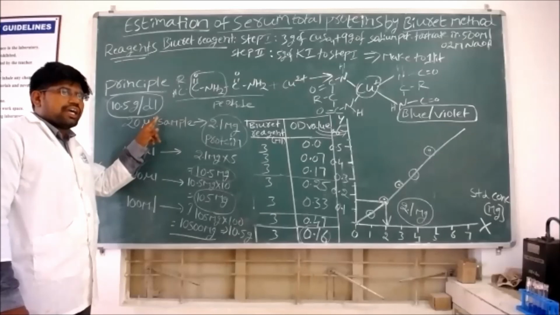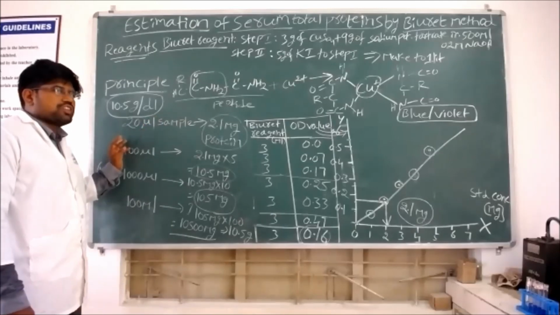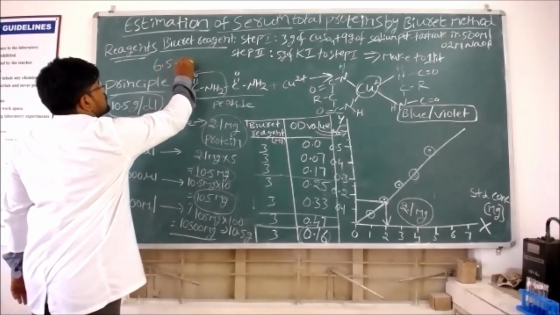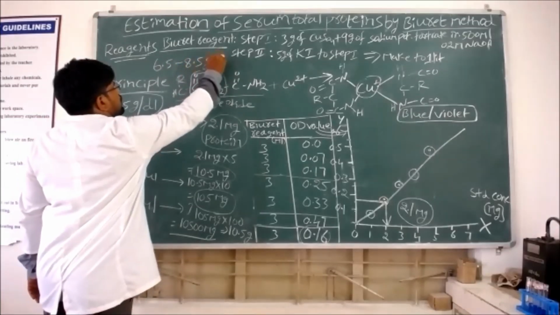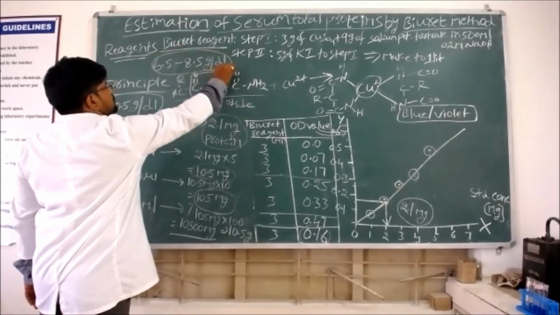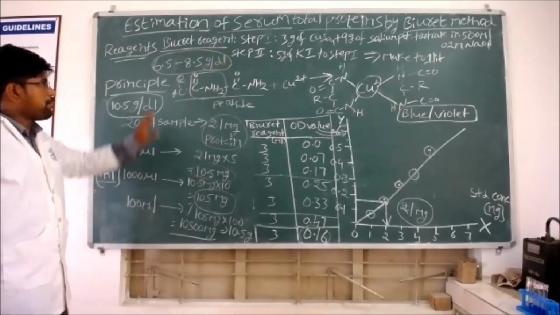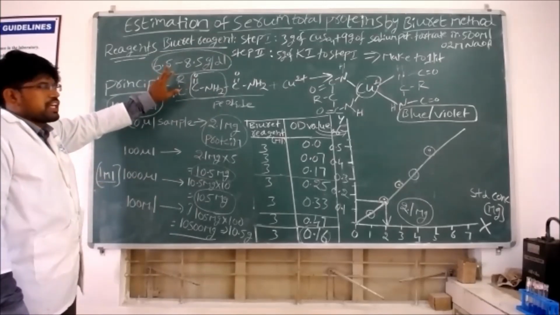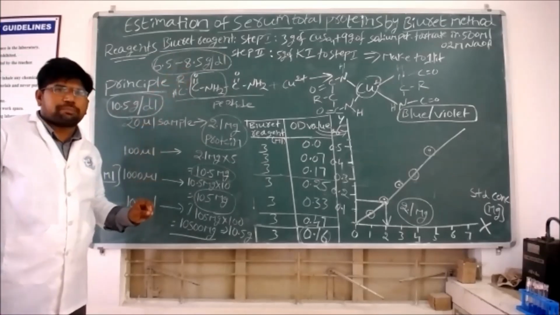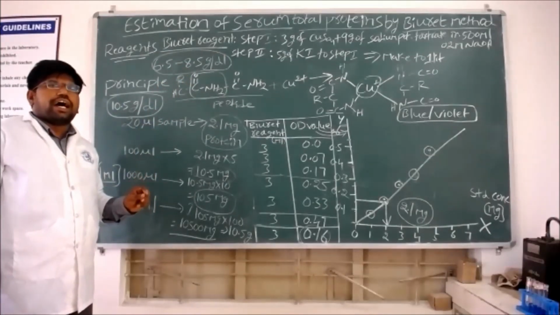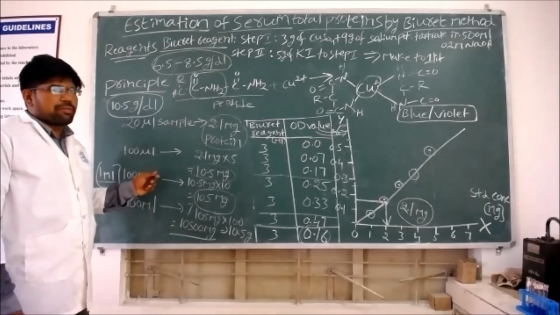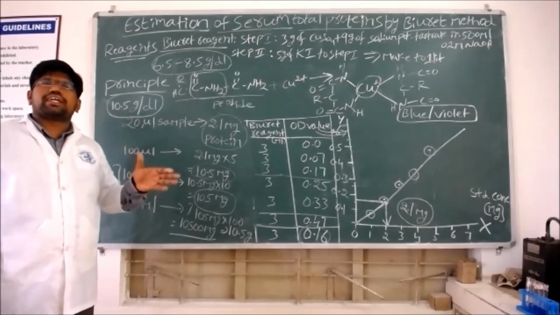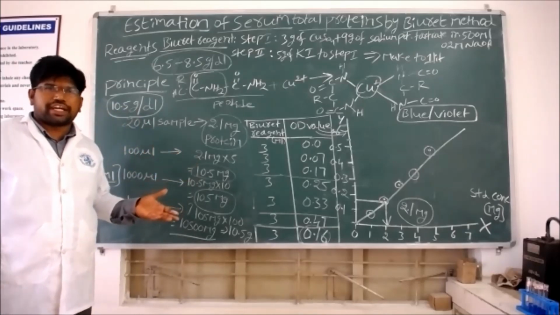One more important thing: the normal value of serum total protein is 6.5 to 8.5 gram per deciliter. That is the normal serum total protein concentration. If the serum total protein concentration is more than 8.5 gram per deciliter, we consider it hyperproteinemia. This hyperproteinemia condition is abnormal. Generally, it is present in persons who are taking a continuous high amount of protein in their diet.